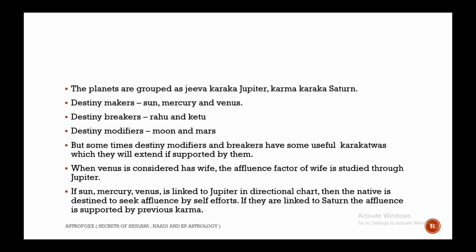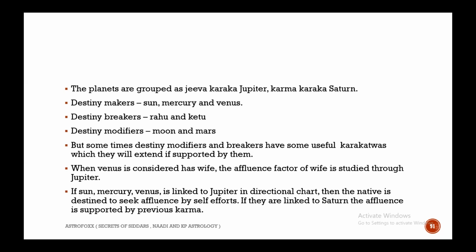Planets are grouped as Jiva Karakas. This we already saw, right? Jupiter, Karma Karaka, everything. Sometimes destiny modifiers and breakers have some useful karakas which they will extend if supported by them. When Venus is considered as wife, then that affluence character is supported by Jupiter. We know Jupiter is a karaka for big money. Venus is only for daily transactions.